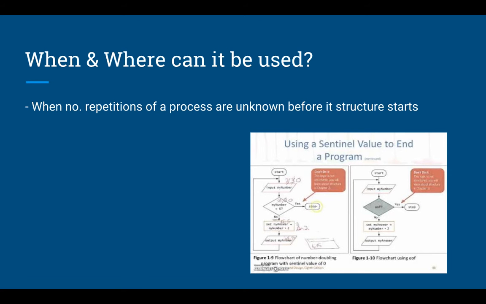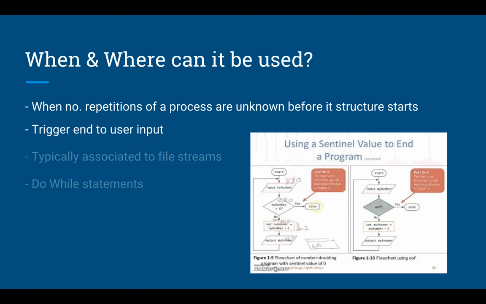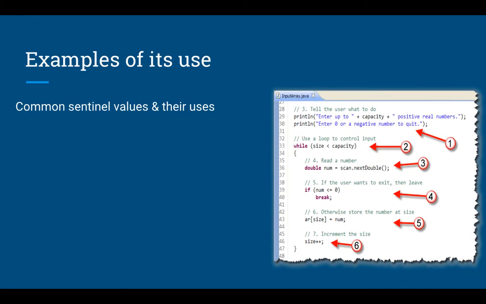So Sentinel values can be used when the number of repetitions for a looping process is unknown before the actual repetition structure begins, and also to signal the end of user input. Hence why algorithms which repeat until a Sentinel value is seen are known as Sentinel loops. They're also typically associated with file streams.